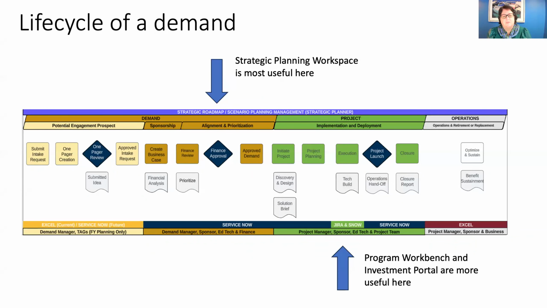So there's a series of steps that we go through, but the thing that I wanted to emphasize in terms of road mapping is that when we're in the demand cycle, this part in the middle, when we're evaluating these demands and trying to decide what we're going to do and when we're going to do it, that's where SPW is most useful for us. When we get into the project phase where we're executing, Program Workbench and Investment Portal are more useful in those stages. SPW is intended as a planning tool, not an actuals tool. That was a bit of a surprise when we first started using it, but it makes sense.